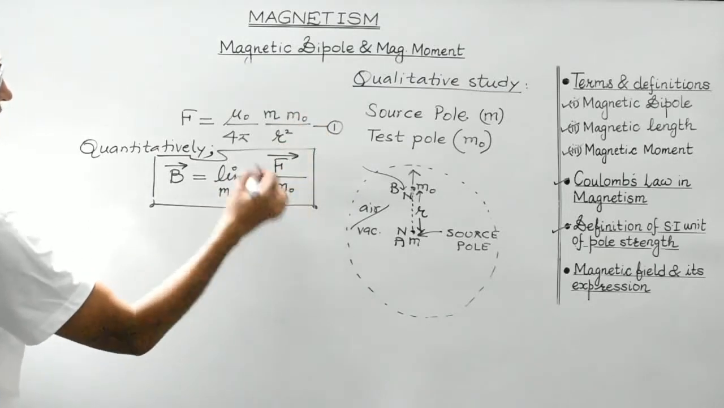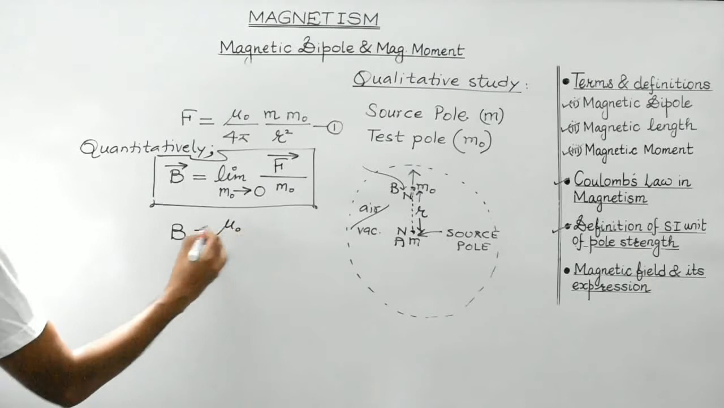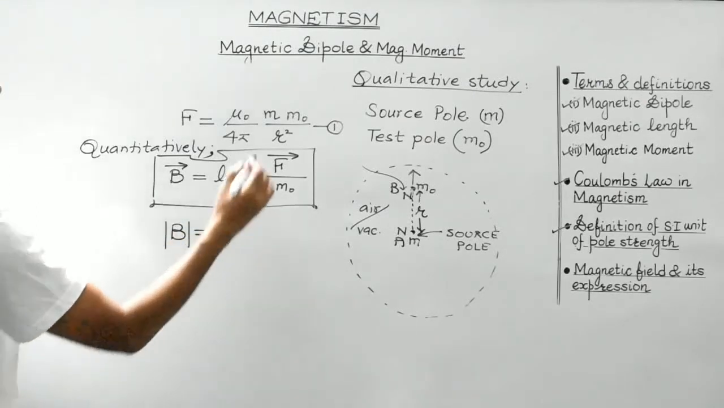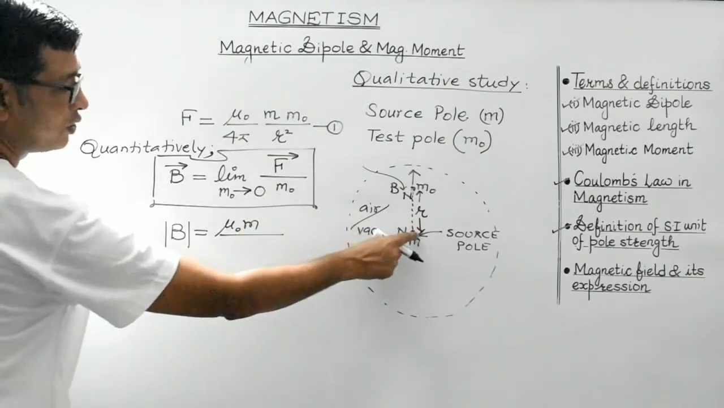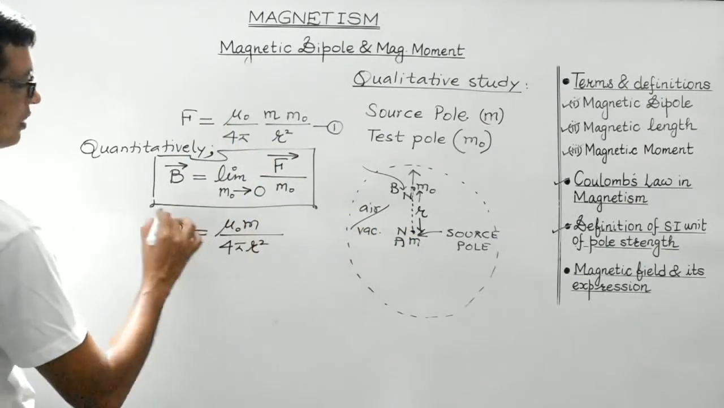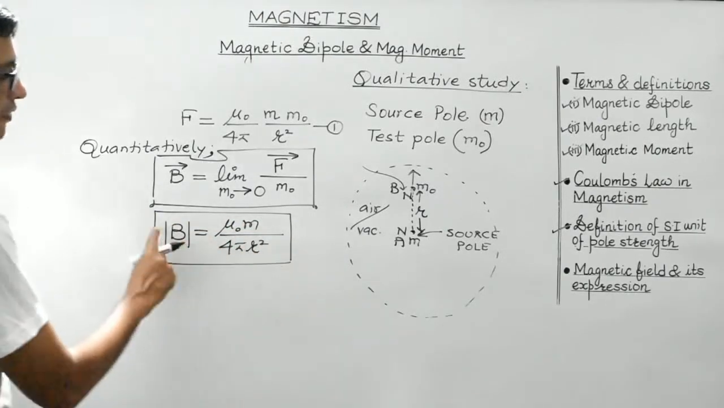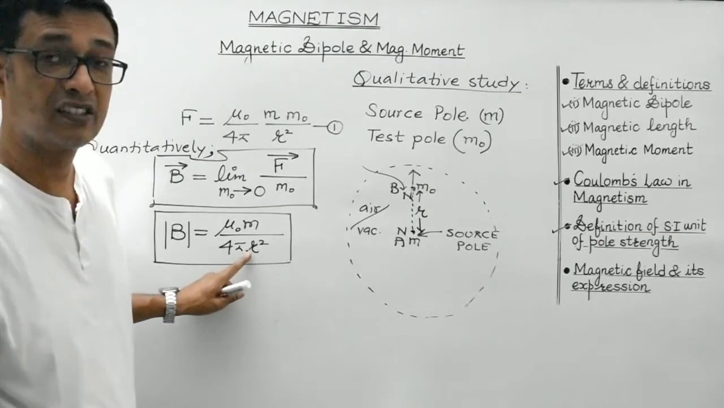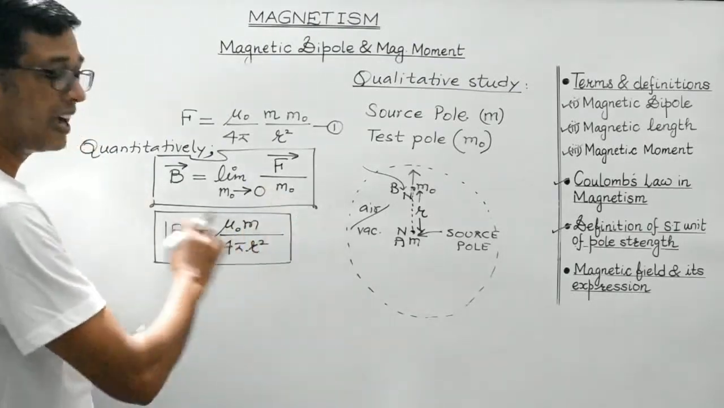So, if you substitute the value of F over here, what do you get? M naught gets cancelled. So we will be left with B, in magnitude, equal to mu naught M, this is the pole strength of the source pole, divided by 4 pi r square. So this is the expression for the magnetic field at a point which is at a distance r from the source pole. So this is the magnitude.